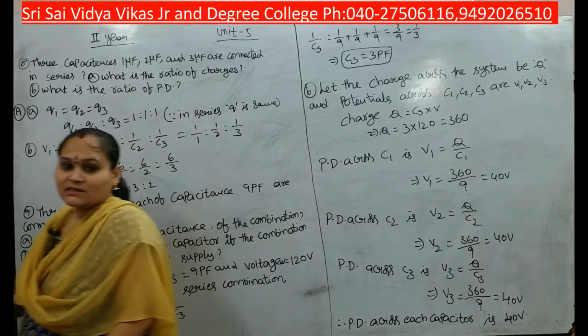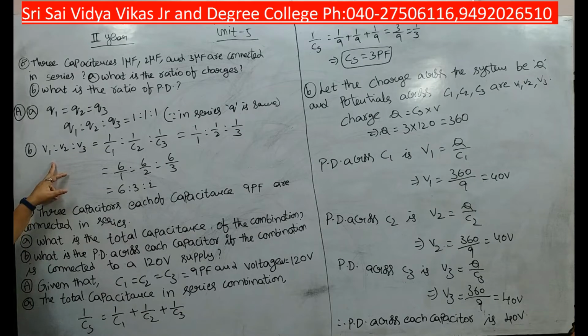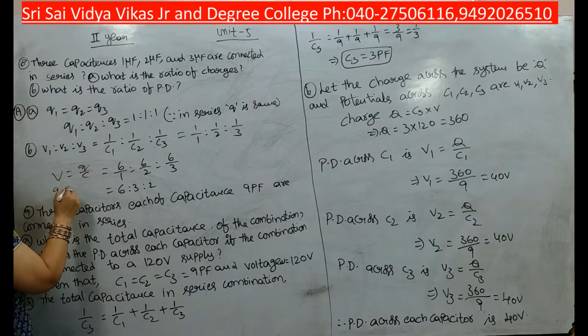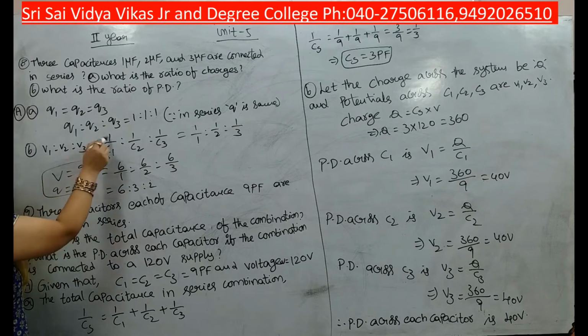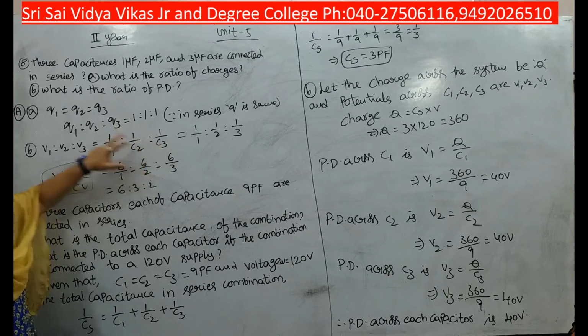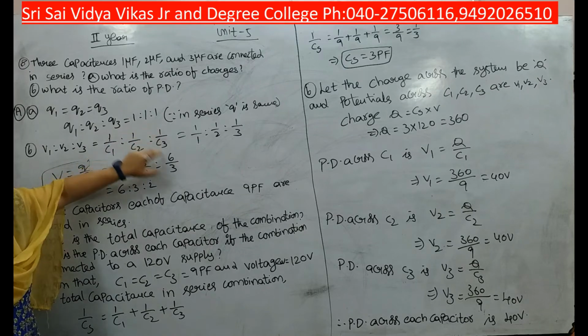Next, what is the ratio of their potential differences? The potential difference ratio is V1 is to V2 is to V3. Everybody knows C equals Q by V. That means Q equals CV. From this, V equals Q by C. So, V1 is to V2 is to V3 is nothing but Q1 by C1, Q2 by C2, Q3 by C3. That means, since Q is 1, 1, 1, it is 1 by C1 is to 1 by C2 is to 1 by C3.